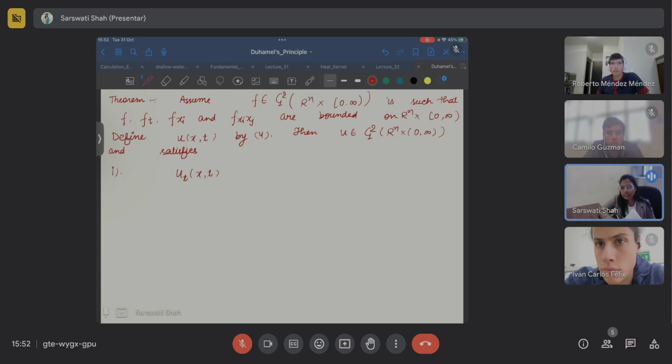Shall I give the proof of this theorem? I think it will be easier for all of you to see the proof, because it is similar to what I have explained for the solution of the non-homogeneous heat equation. The proof is the same. So if you want, then I can explain the proof. I have written the proof in your notes, but if you want, then I can explain.